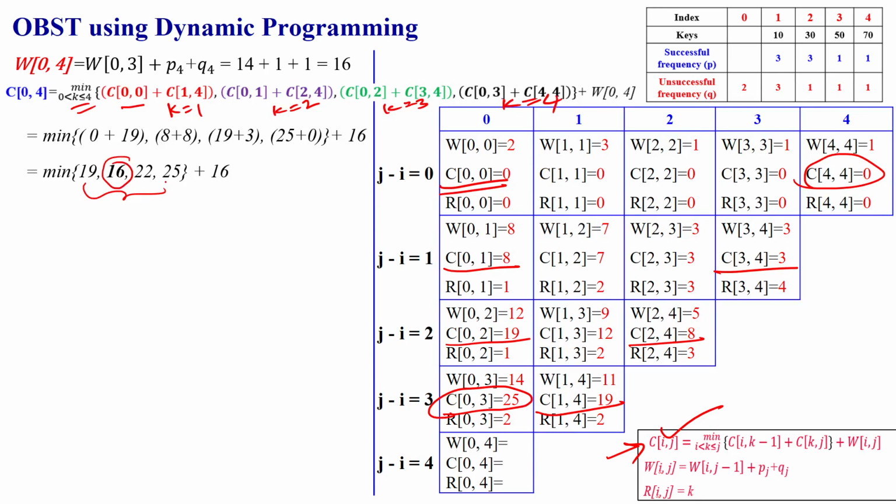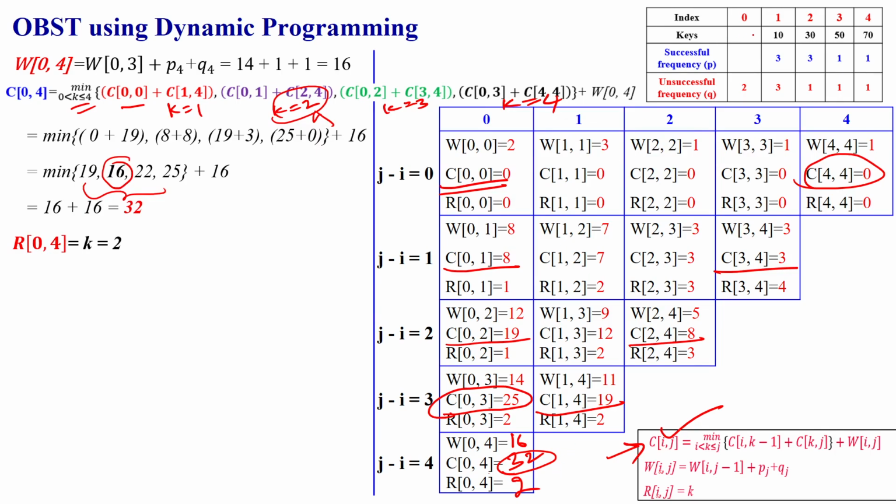Among these, 16 is the minimum, which is given by k equal to 2, right? So now w of 0 comma 4 is 16, c of 0 comma 4 is 32, and r of 0 comma 4, the k value, is k equal to 2, so 2 is the value here. So now we found the total cost for searching, both successful and unsuccessful, as 32 units.